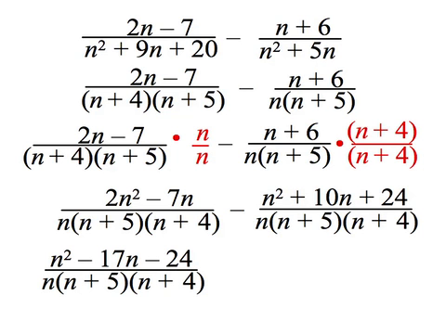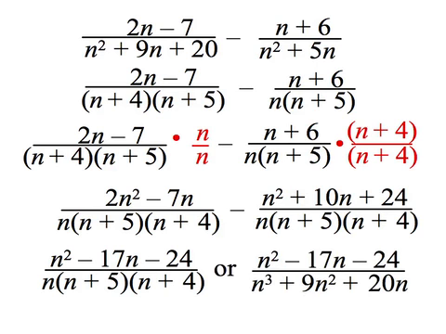But some people like to multiply it back, and when we do, we get our denominator is n cubed plus 9n squared plus 20n. Under our numerator, which we've already seen is a prime trinomial, I would accept either one of those two fractions in the bottom line as an accepted answer for the original subtraction problem up at the top.